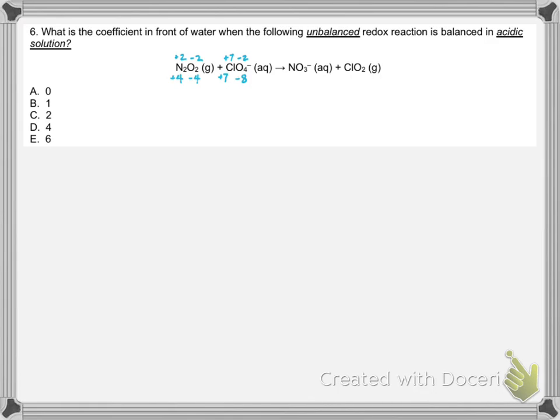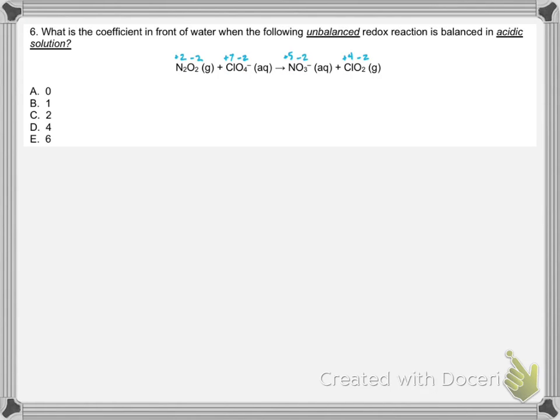We have our NO3-, so we'll give the oxygen -2, overall -6. Nitrogen needs to be +5 to make that -1 charge. We have our ClO2, so we'll do oxygen -2, overall -4. Chlorine's going to be +4. Done.